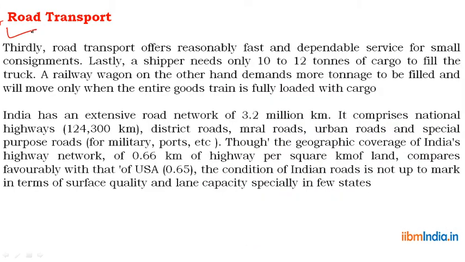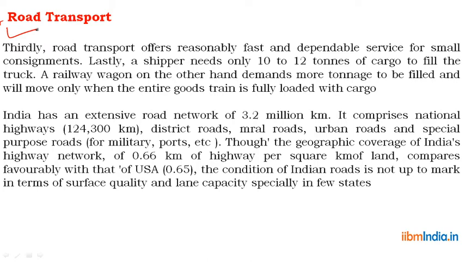Thirdly, road transport offers reasonably fast and dependable services for small consignments. Lastly, a shipper needs only 10 to 12 tons of cargo to fill the truck. A railway wagon, on the other hand, demands more tons to be filled and will move on only when the entire goods train is fully loaded. This is one of the major disadvantages of rail transport, because the train starts only once it is fully loaded. But in case of road transport, whenever we have 10 to 12 tons of cargo, we can fill a truck and it can start.